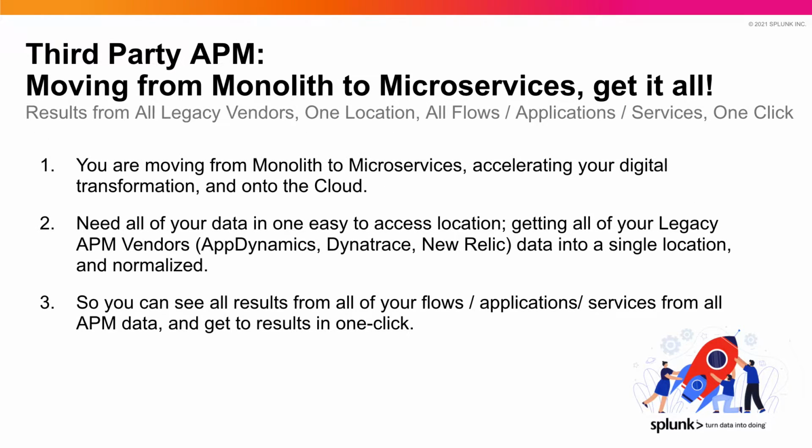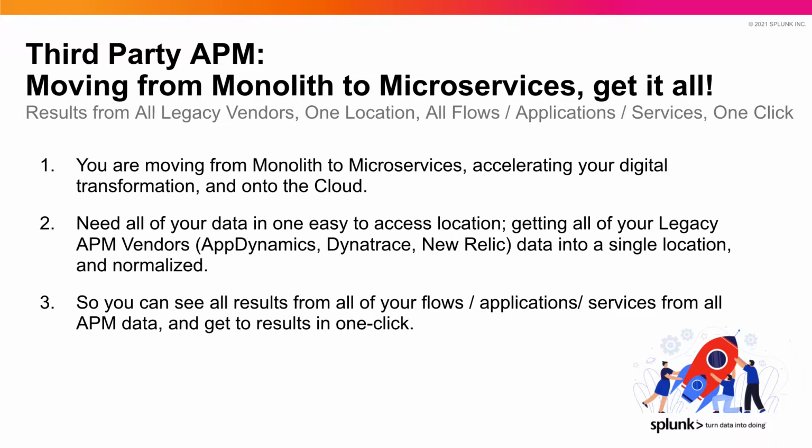So, with this moving from monolith to microservices, wanting to get it all, these are the three elements that we're talking about. One, you are moving from monolith to microservices, accelerating digital transformation, and moving to the cloud. There is a lot there. Again, whether you're talking about application or infrastructure architecture, all of that is changing. Security profiles and vectors are changing as well. So, a lot to take into consideration for number one in this story.